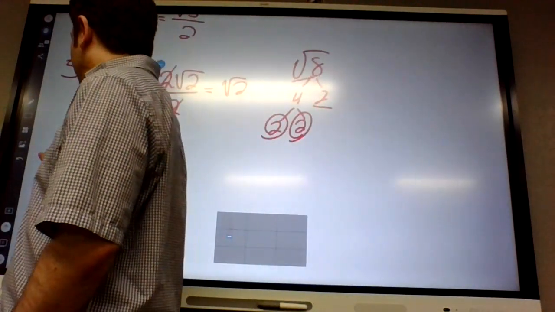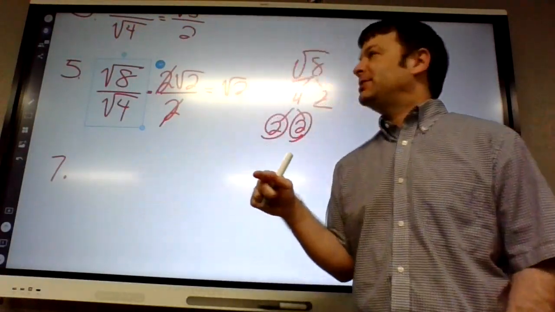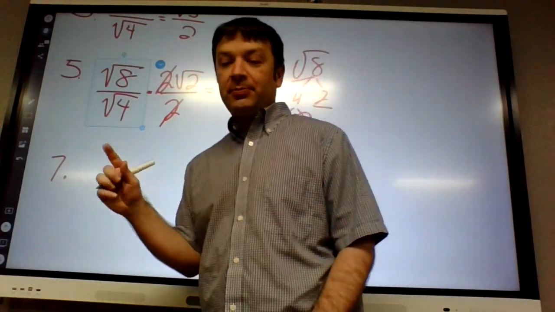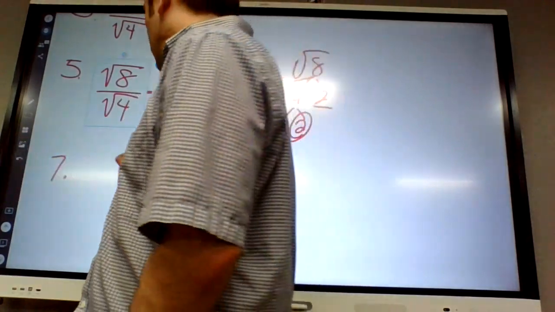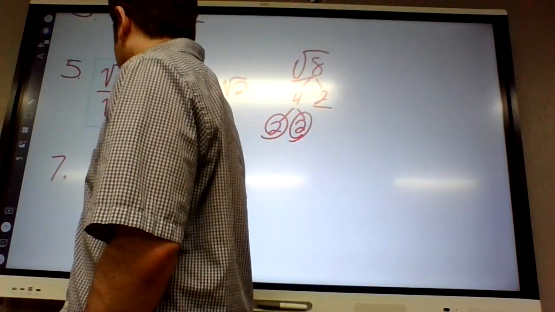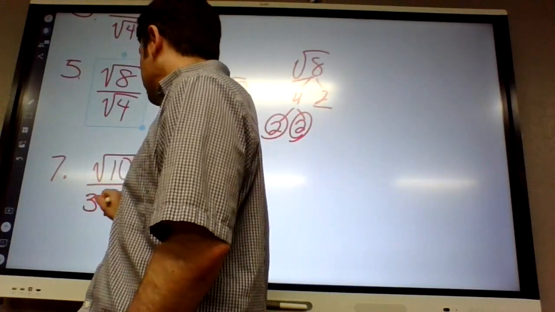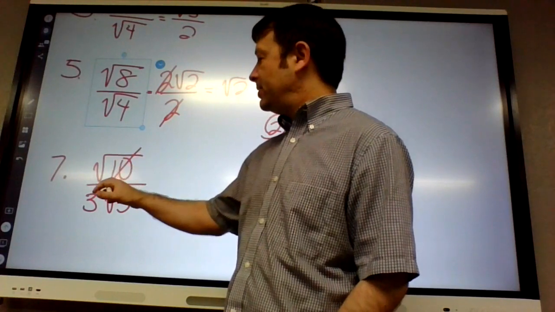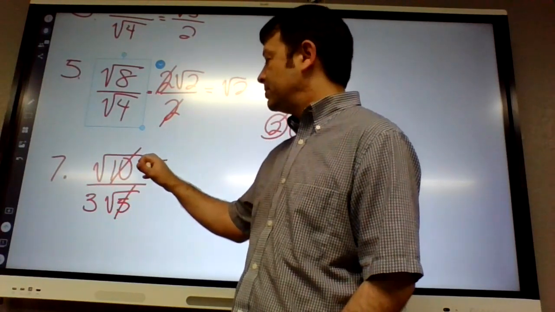So if you can divide the numerator and the denominator, you should do that first. It makes it easier. But if you can't, you just have to try to simplify the top and the bottom. Can we divide anything on number 7? Yes, square root of 10 and square root of 5 reduce to square root of 2.